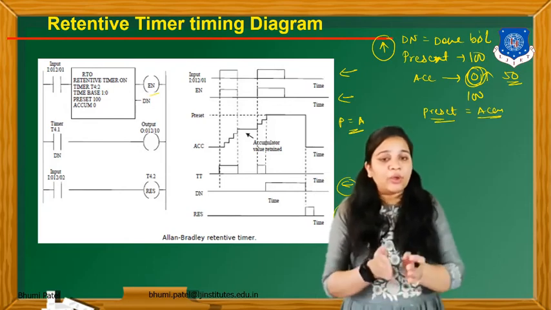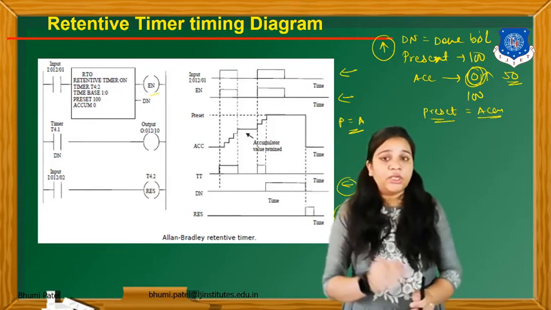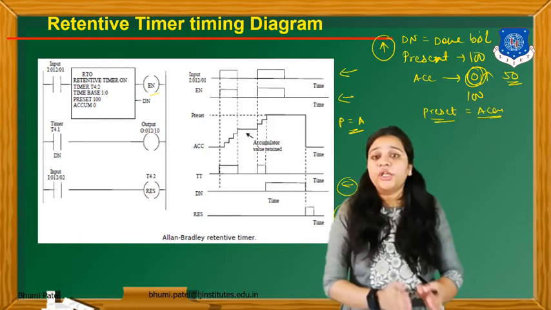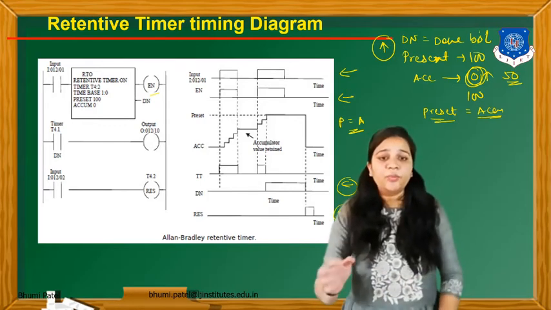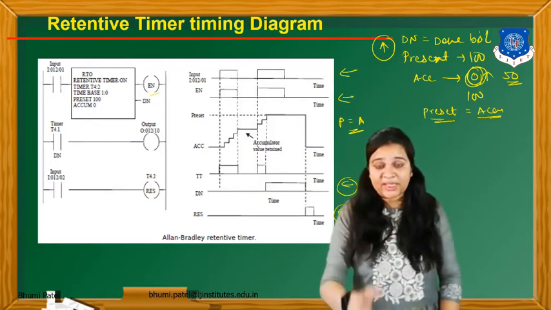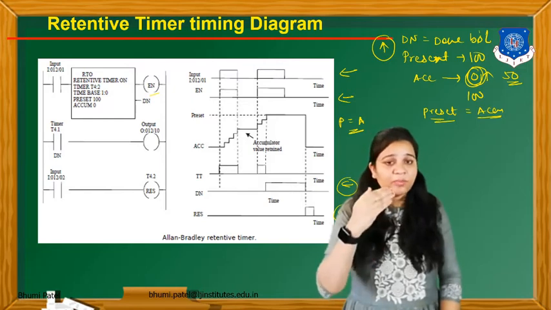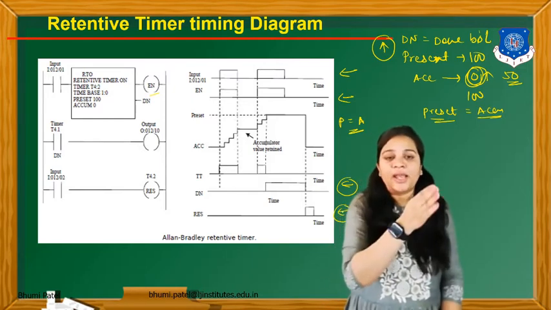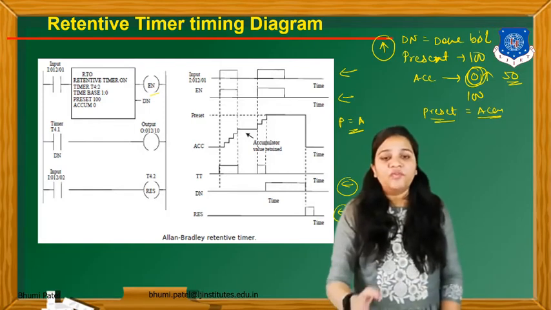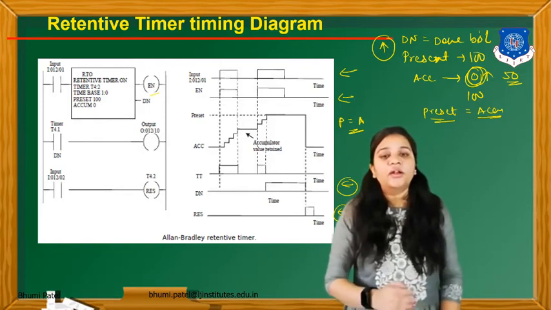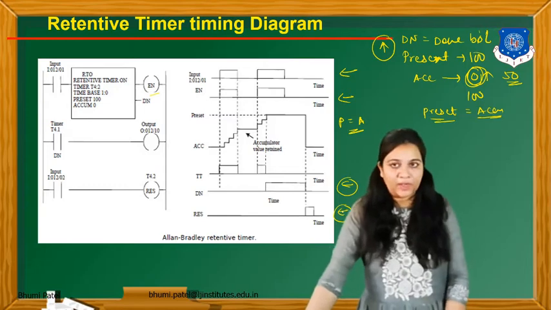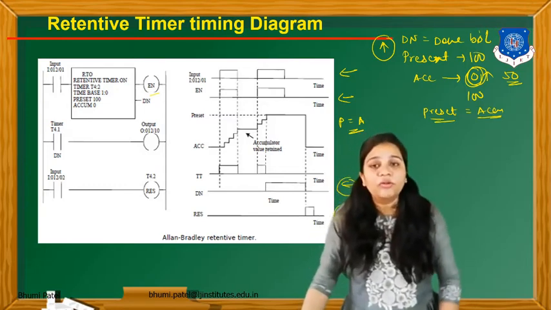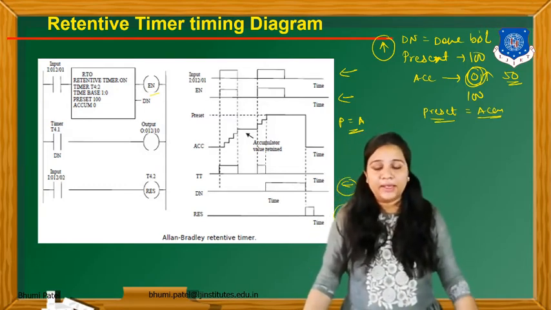The main thing you must know is about the input and enable. The must condition for the retentive timer is that the input and enable will be on at the same time. After that, the timer will start timing, and after the accumulator reaches the preset value, the done bit will be high, and after that we can reset the program. Okay, so this is all about the retentive timer timing diagram.